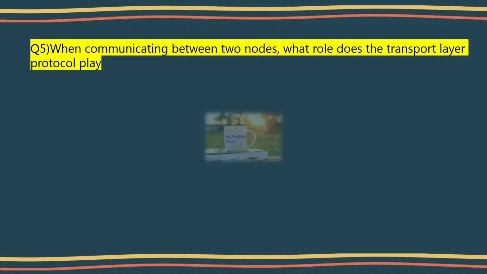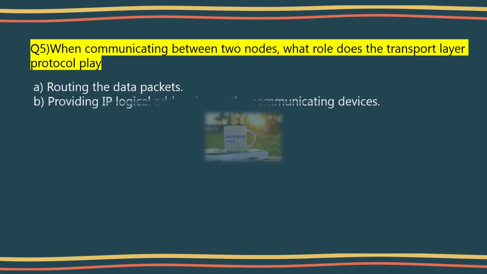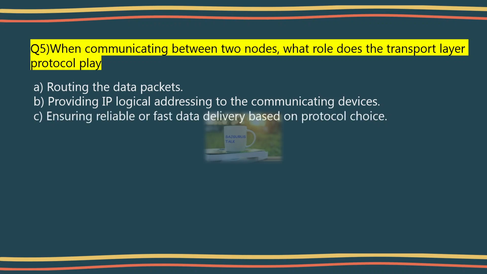Next, fifth one. When communicating between two nodes, what role does the transport layer protocol play? So transport layer, we know that TCP provides reliable delivery, and UDP provides unreliable delivery. Let us see the options: routing the data packets, providing IP logical addressing using the communicating devices, ensuring reliable or fast data delivery based on protocol choice, forwarding the data to the next hop through LAN. So the transport layer protocol like TCP ensures reliable delivery, unlike UDP which provides faster but less reliable delivery. So the answer is C, ensuring reliable or fast data delivery based on protocol choice.